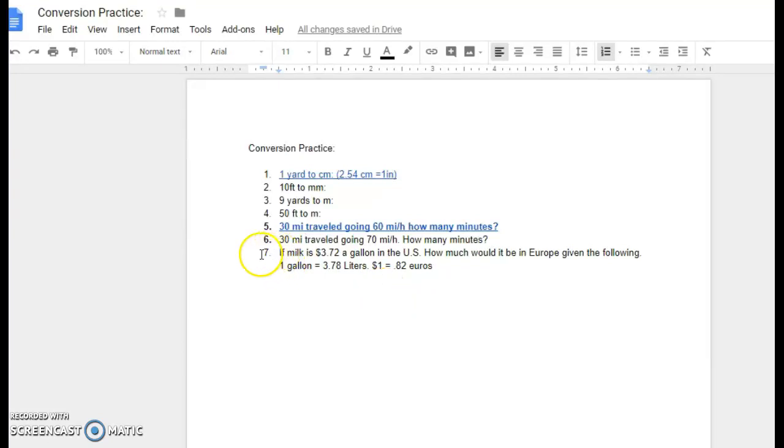So now we're going to look at one more time this number 7. This should be very similar to the euros, converting to gallons, liters ideas, except we're looking at milk.